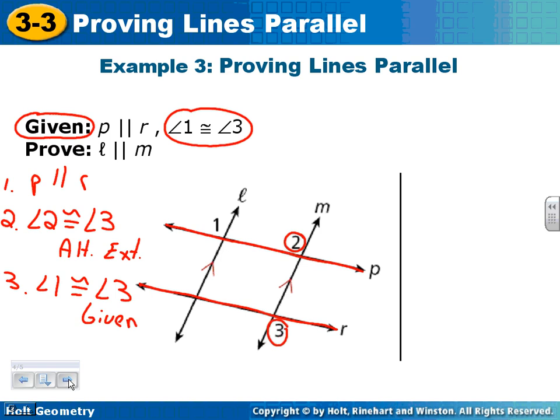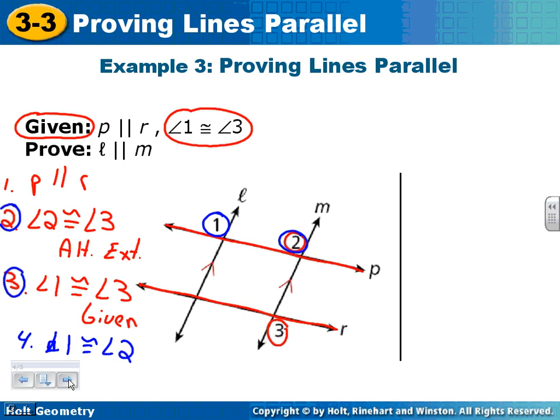Well, if you look at steps 2 and step 3, here's the tricky part. Look at step 2 and step 3. It says 2 is equal to 3 and 1 is equal to 3. Well, can't you conclude that if 2 equals 3 and 1 equals 3, then angle 1 is congruent to angle 2? Again, let me repeat that. If 2 equals 3 and 1 equals 3, then 1 and 2 have to be congruent to each other.